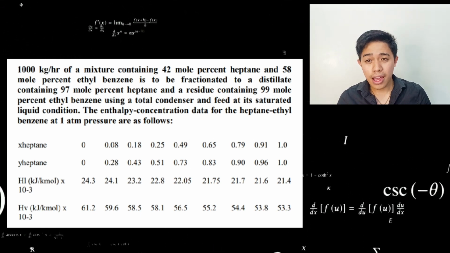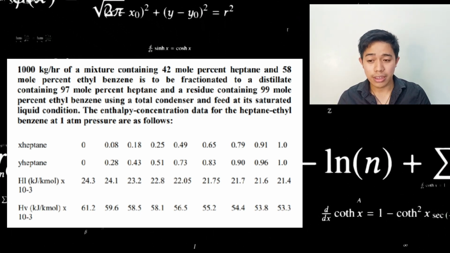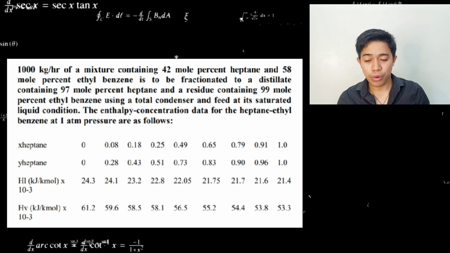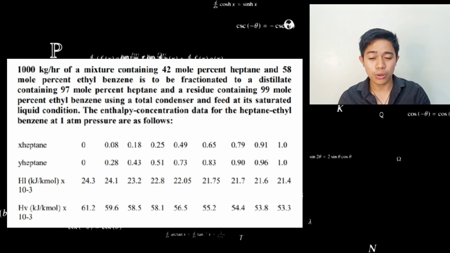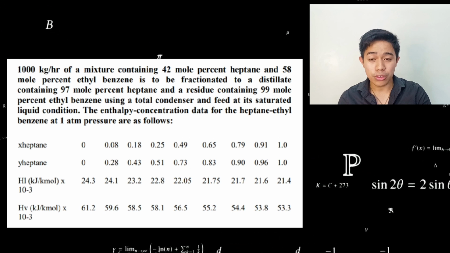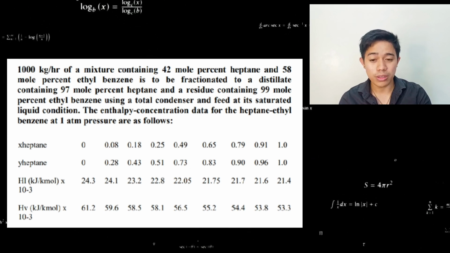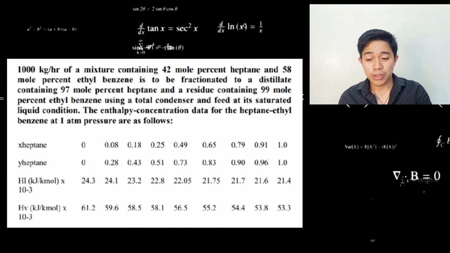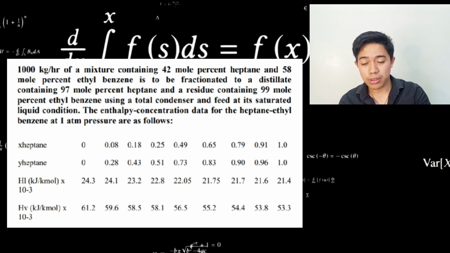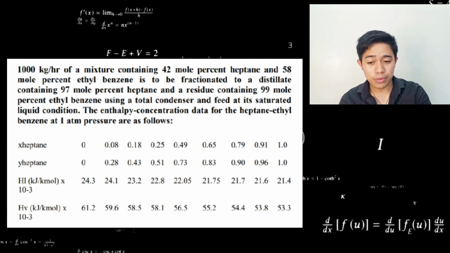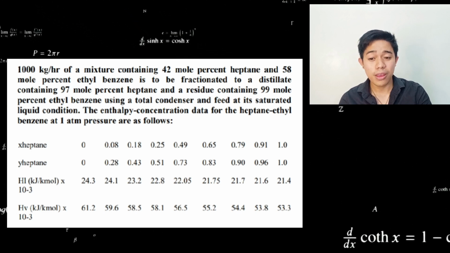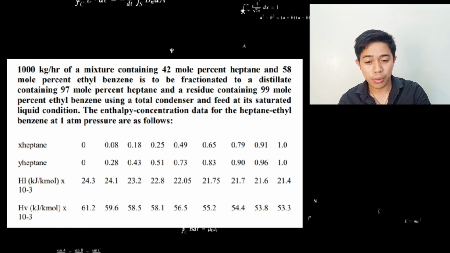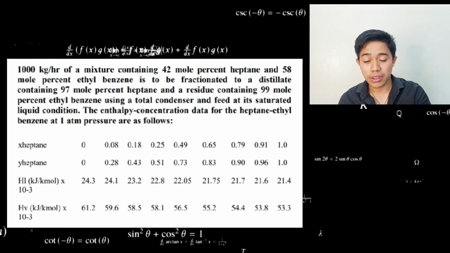And the enthalpy of saturated liquid in kilojoule per kmol times 10 raised to 3 are 24.3, 24.1, 23.2, 22.8, 22.05, 21.75, 21.7, 21.6, and 21.4. The enthalpy of saturated vapor in kilojoule per kmol times 10 raised to 3 are 61.2, 59.6, 58.5, 51, 58.1, 56.5, 55.2, 54.4, 53.8, and 53.3.